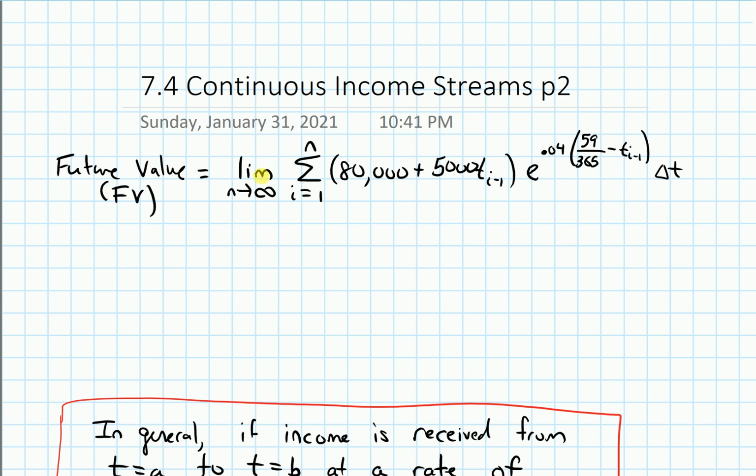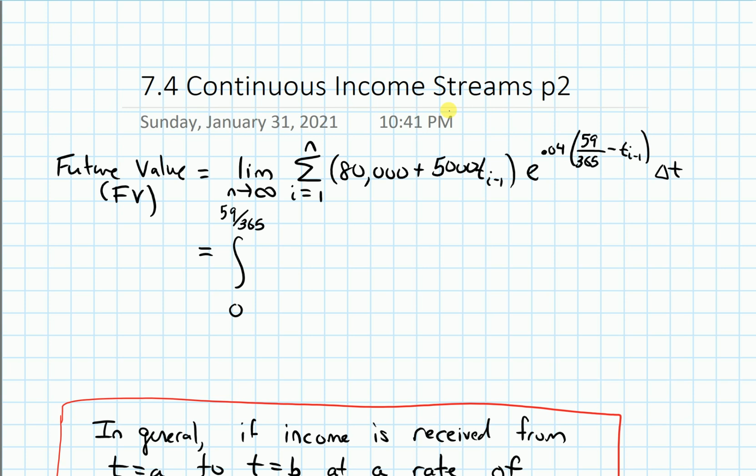Okay, but we've seen these limits of Riemann sums before. We can rewrite these limits of Riemann sums as definite integrals. So this is going to be a definite integral. So I'll have an integral. What's my time period here? Well, it starts at t equals 0, and it goes to 59 over 365 years.